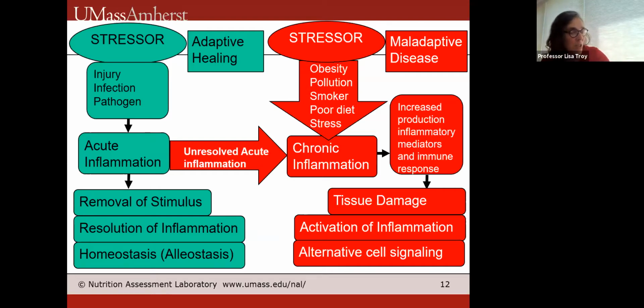Is it that much of a risk factor for heart disease? Some people will say yes, some people will say no, but that's how these acute inflammations can get into unresolved acute inflammation to chronic inflammation. Some of the other more prominent stressors are long-term exposures to pollution, either exposure to a smoker, or if you smoke yourself.